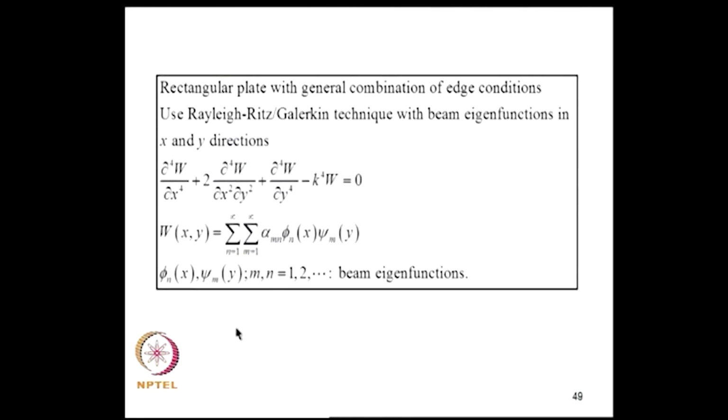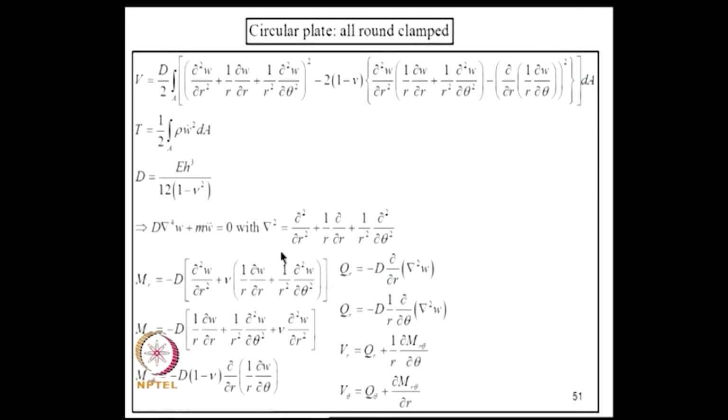Now, suppose none of the edges are simply supported. The case that I mentioned just now is that two opposing edges are simply supported, but if that condition is not there, then we can use the Rayleigh-Ritz or Galerkin technique by using beam eigenfunctions in the two directions, and we can derive analytical solutions which will again be approximate. So, that can be done. There are details of such results available in the monograph by Leissa.